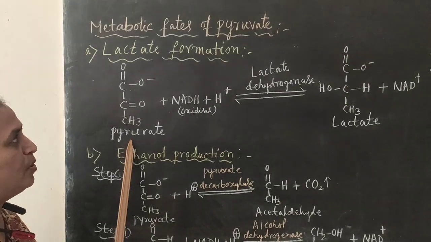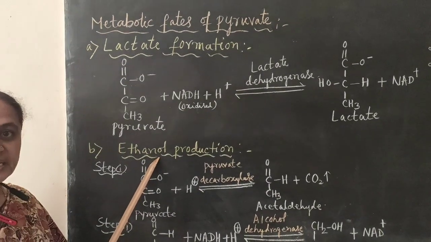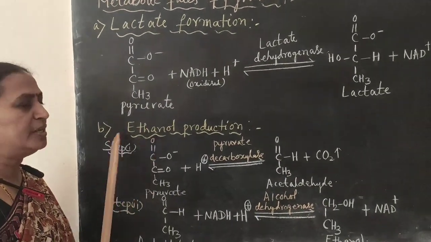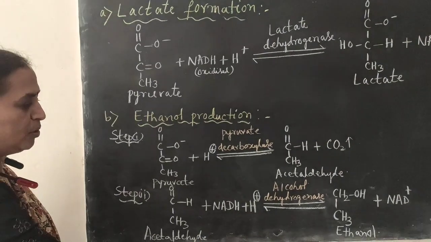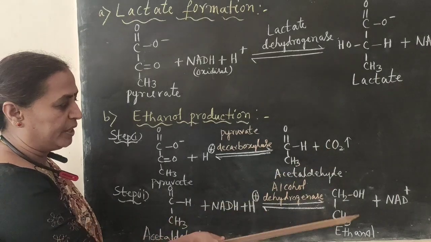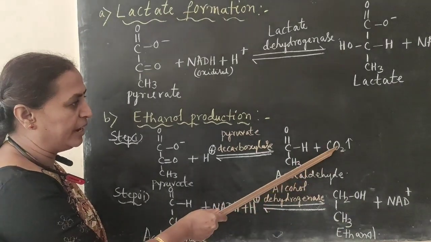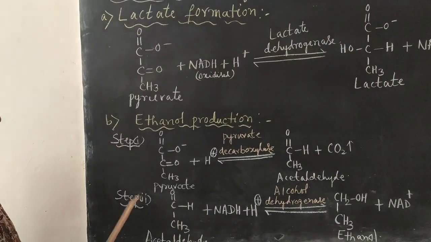Another metabolic fate of pyruvate is production of ethanol. That is in yeast and in some other microorganisms. The product of anaerobic glycolysis is ethanol, ethyl alcohol, and carbon dioxide. And this conversion occurs in two steps.